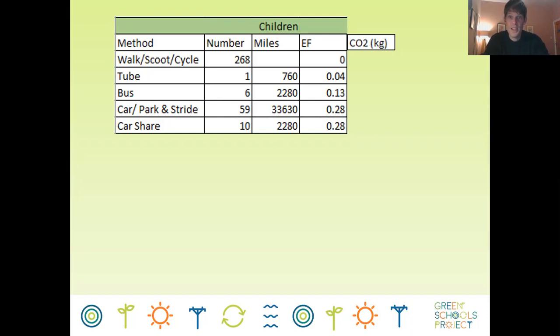So you're going to multiply the number in the miles column by the EF. Use a calculator, it's too hard to do without one, so I've done it all on a calculator. Multiply those two numbers together and put them in the column CO2 kg. Again, press pause and have a go at that. When you're ready for the answers, press play.